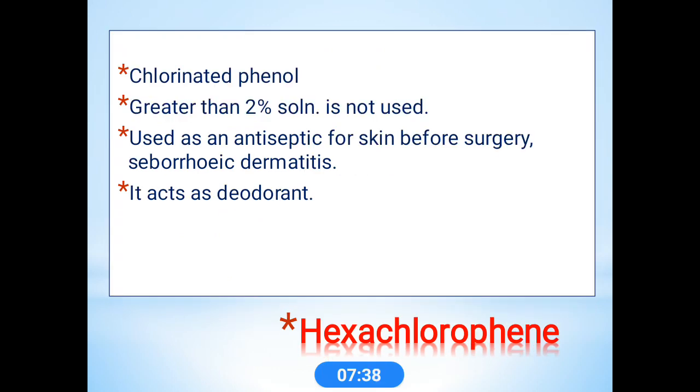Hexachlorophene is a chlorinated phenol derivative. It shows greater potency. A 2% solution is used, but solutions greater than 2% are not used, so the concentration is most important. Only at less than 2% does it act as a good antiseptic. It is used as an antiseptic for skin before surgery, in seborrheic dermatitis, and acts as a good deodorant.